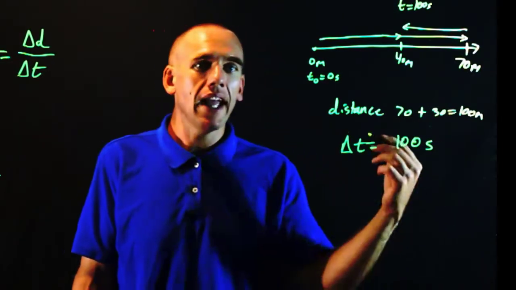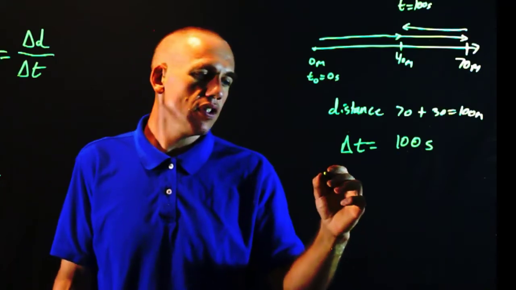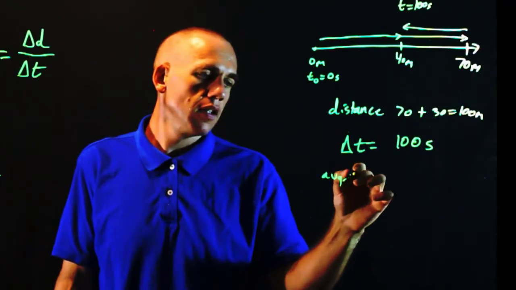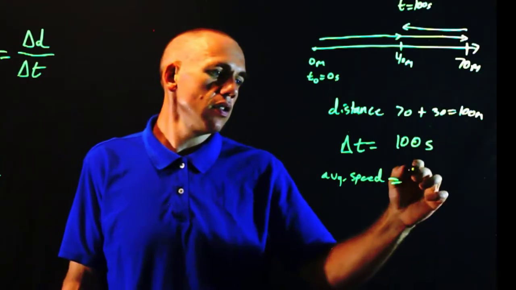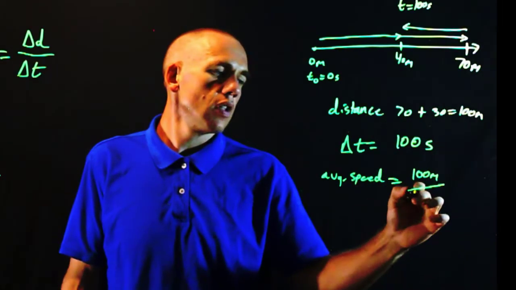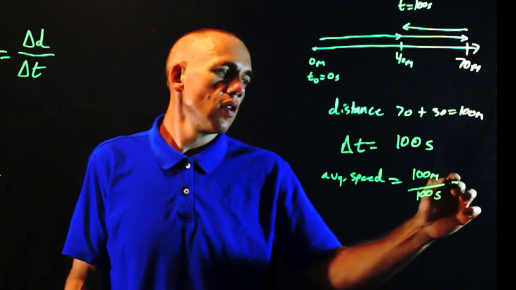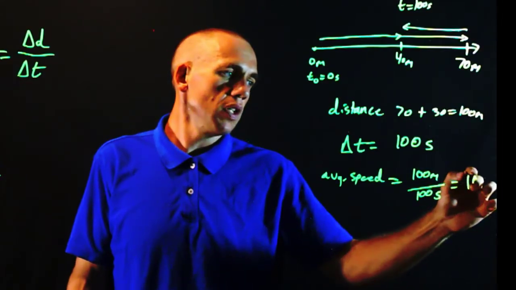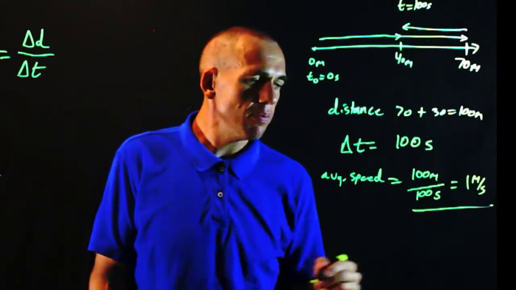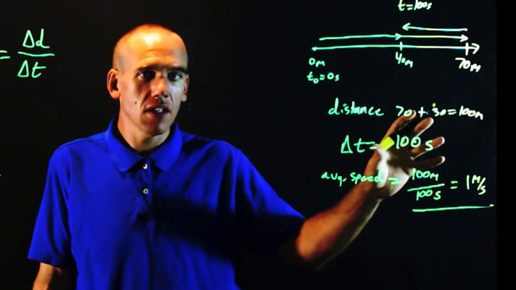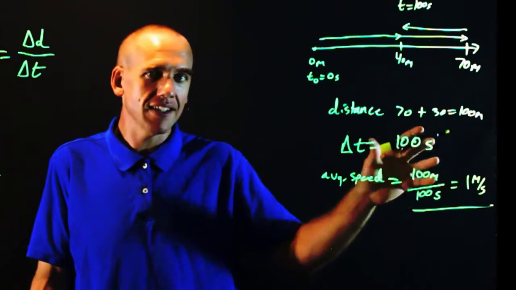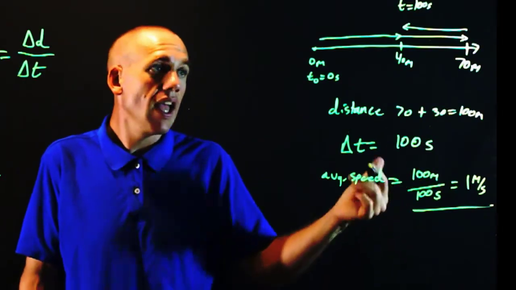And so if I want to get my average speed, it would be my 100 meters divided by 100 seconds, which equals 1 meter per second. So I had an average speed of 1 meter per second. And you'll notice none of my distances are negative because it doesn't make sense to talk about negative distance. It's a scalar. It doesn't have a negative.